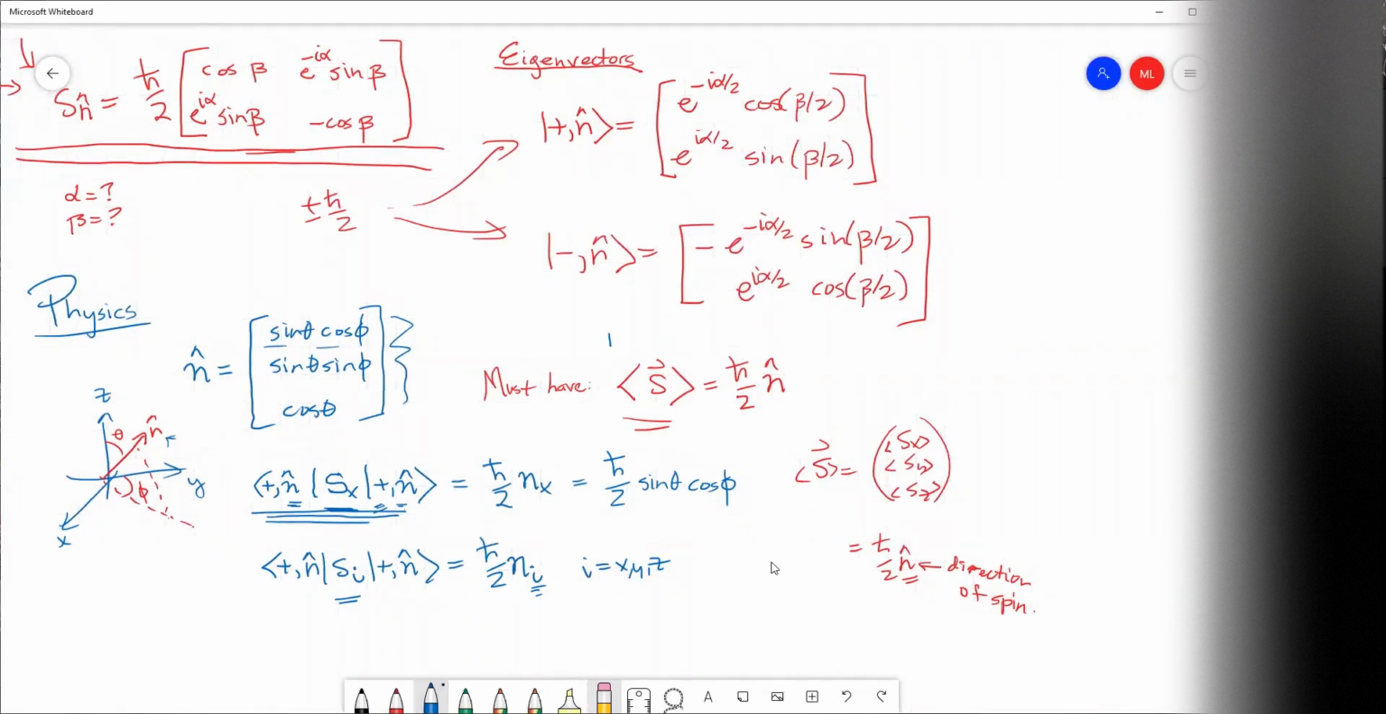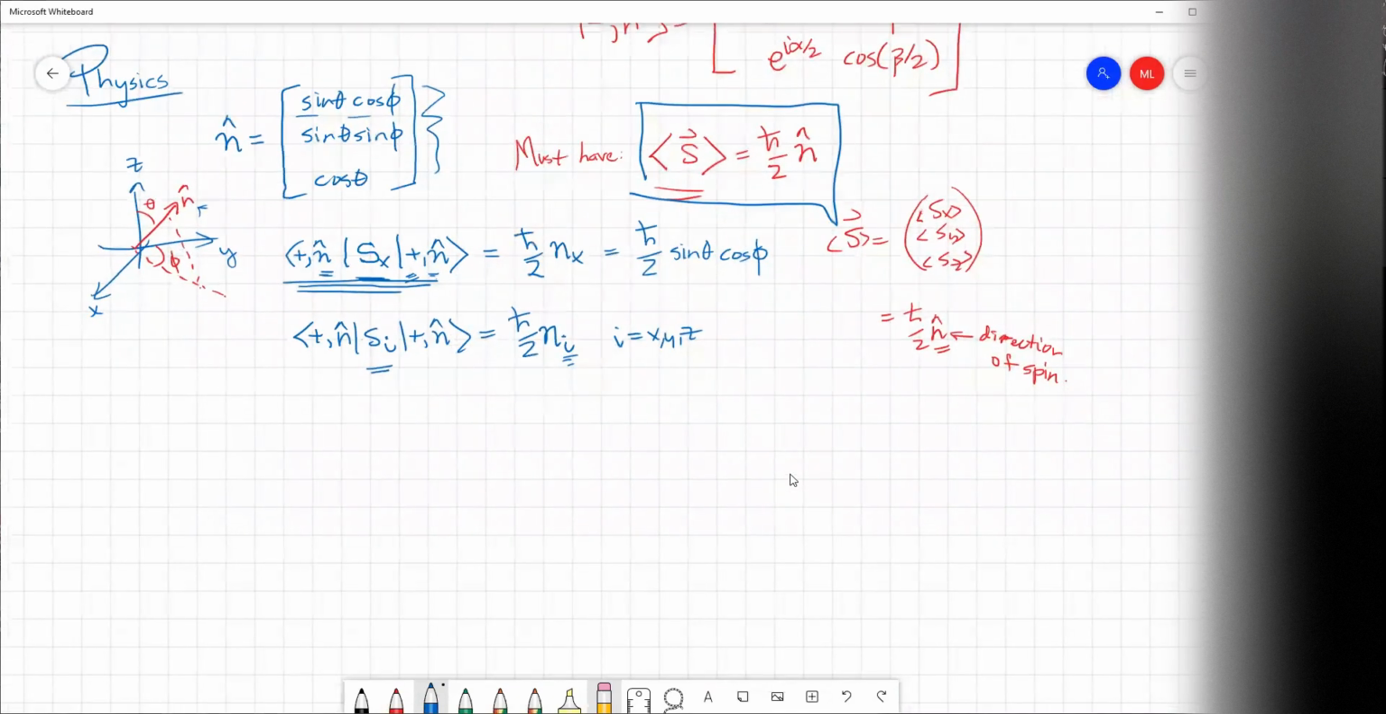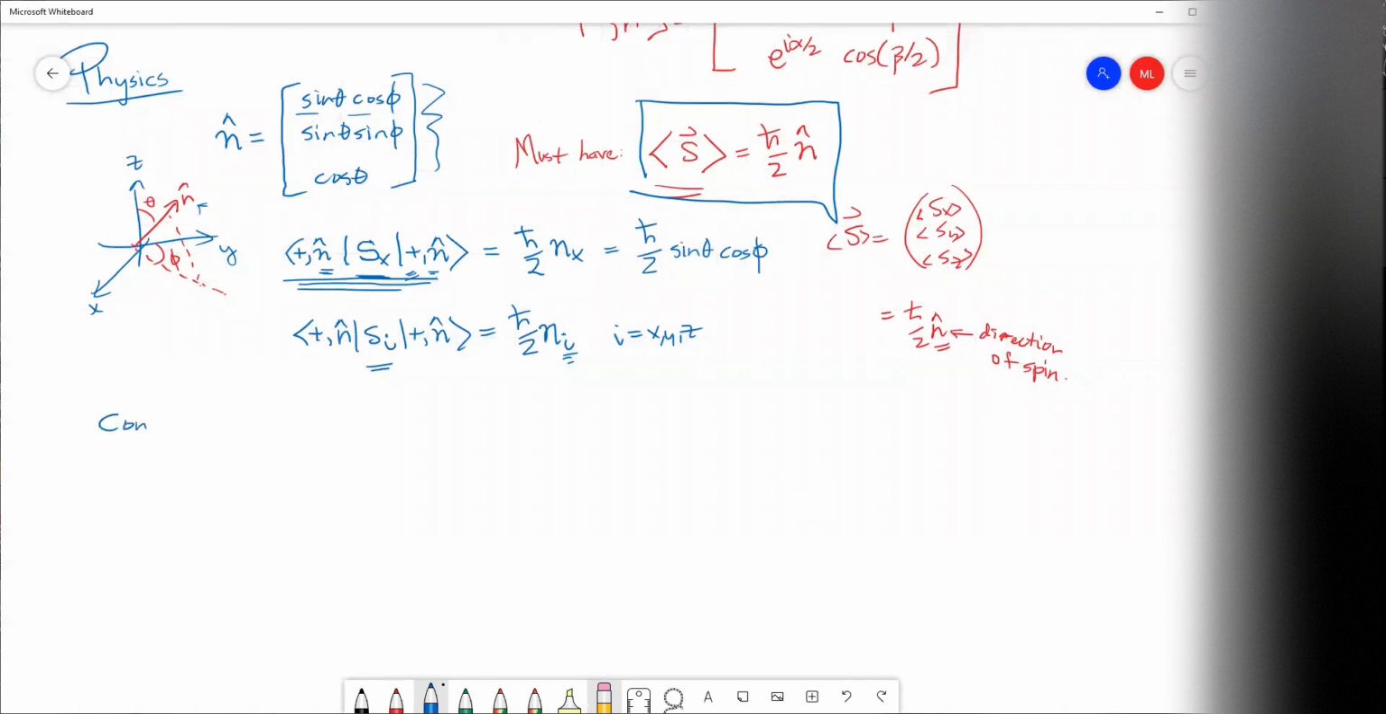Since this is a true fact that we must have, you can go back to this z component basis and conclude that, for instance, if we take the expectation of SZ, then what do we get? We get h bar over 2, and this is with respect to this plus n hat state. Well, we just put in those eigenvectors to get the e to the i alpha over 2, cosine beta over 2.